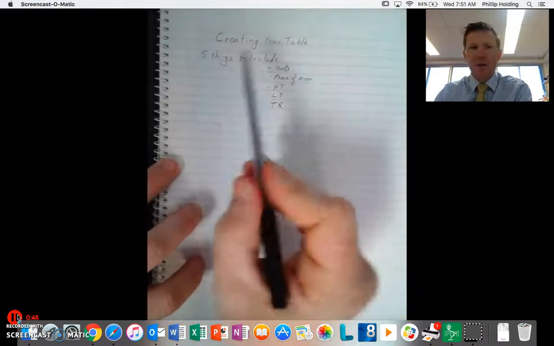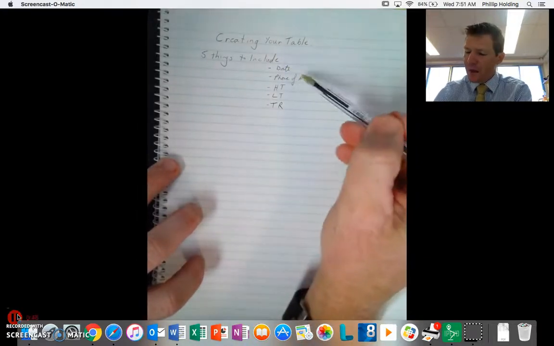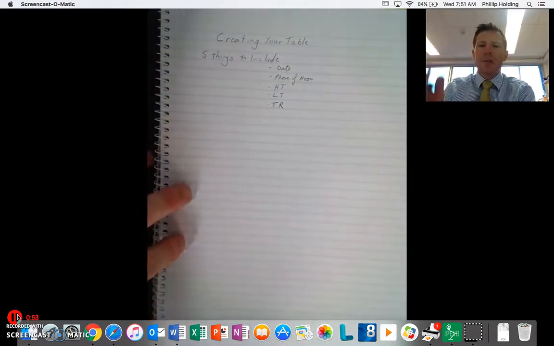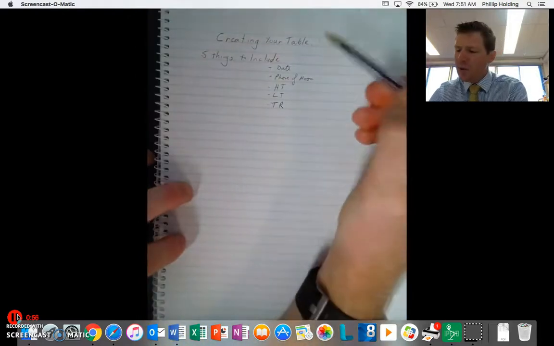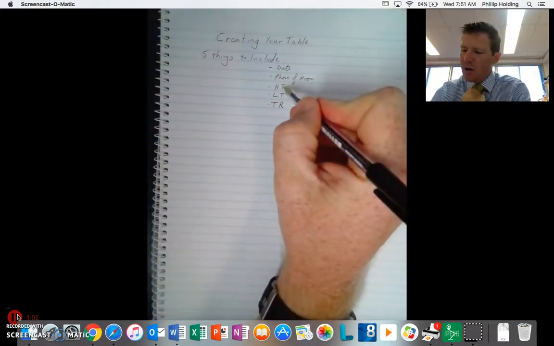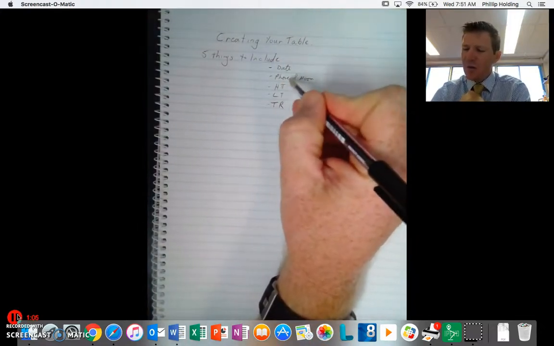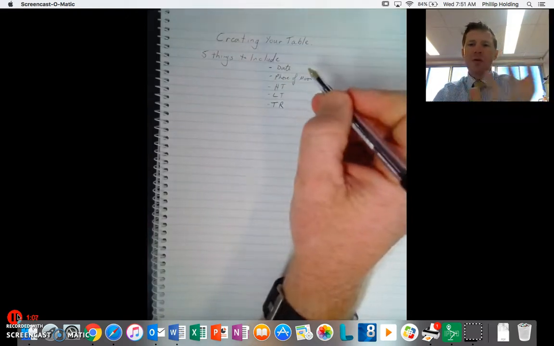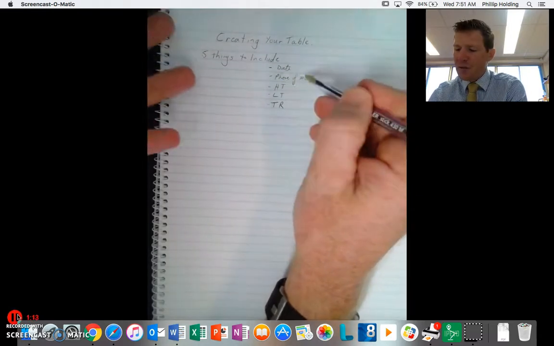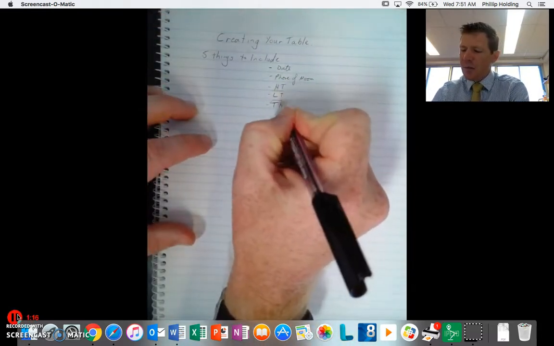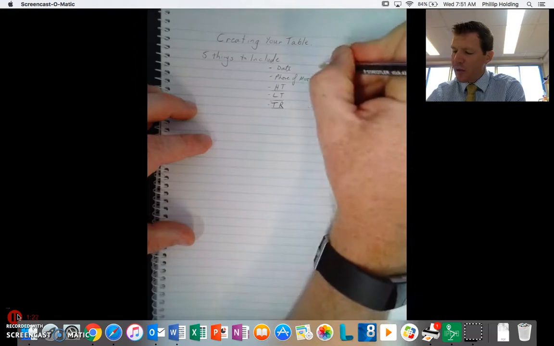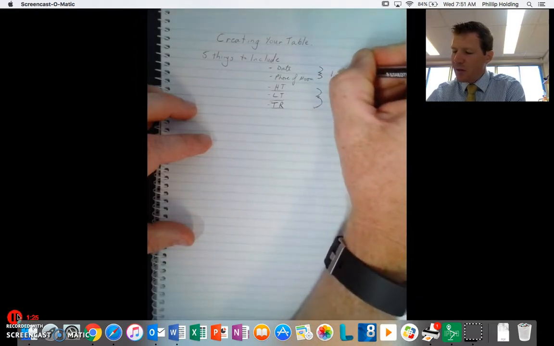So now we've identified the 5 things to include in our table: the date, phase of moon, high tide, low tide, and tidal range. We need to work out what's going to be down the side and what's going to be along the top. What you need to look at is, what are the independent variables and what are the dependent variables? So the question is, are the tides caused by the moon phases, or are the moon phases caused by the tide? We know that the tide is caused by the phases of the moon, so these ones here are the dependent variables, which means that these two are the independent variables.